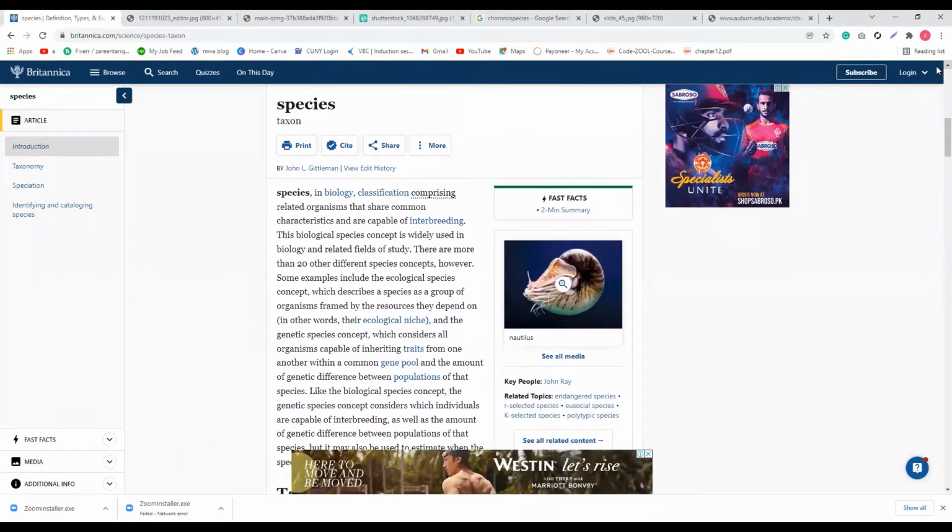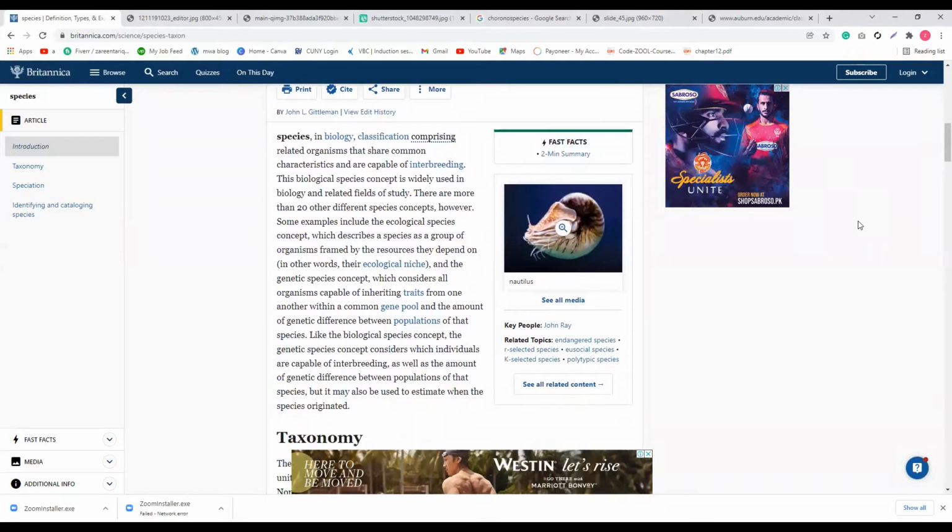So today we are going to discuss general concepts about systematics and taxonomy. Let's start with our topic, species. Species have different schools of thought, and there are 20 different concepts that explain what a species is. According to the biological concept, species are organisms that can interbreed with each other. Okay, this is one concept.